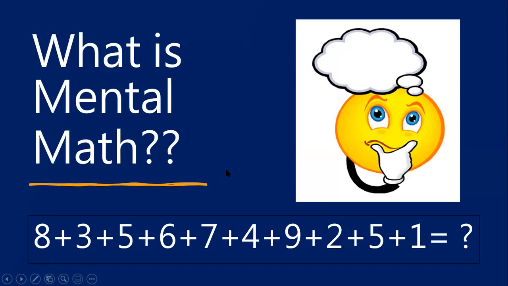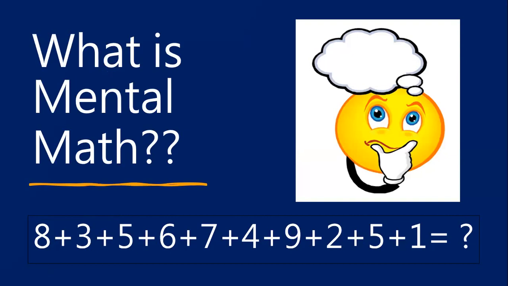Now, if you remember, in the first lesson, we talked about what is mental math. Well, traditionally, if you saw a 10-digit equation like this one written on paper, you would probably start at your 8 and add on. You'd say 8 plus 3 is 11, 11 plus 5 is 16, and you'd keep going until you've got all of the numbers added together and you would write your total at the end. That is the traditional way to solve an addition problem.